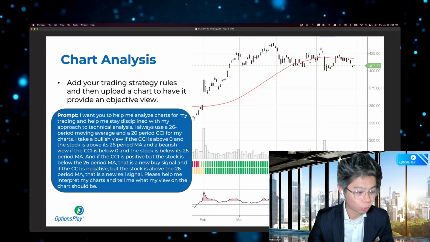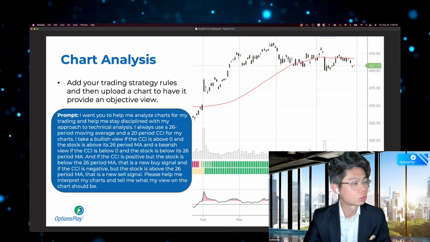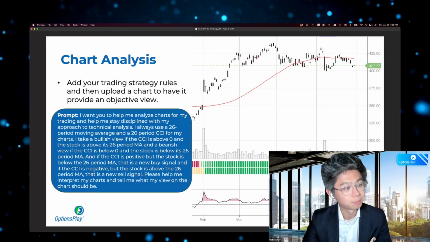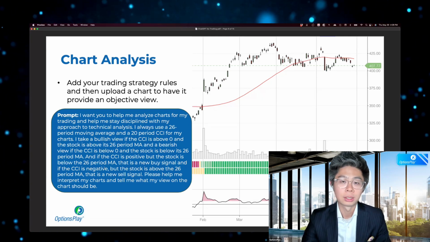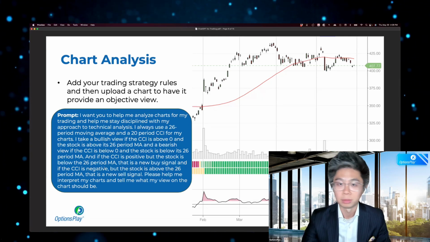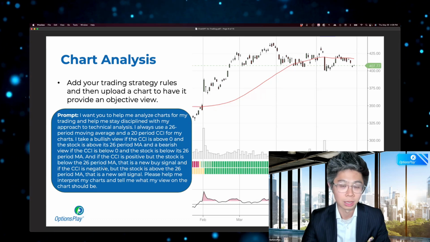With that, let's jump right into this. The first one I'm going to start with is chart analysis. And again, this goes back to the fact that as technical analysts, I see a lot of traders, they don't stick to the rules that they place for themselves, right?